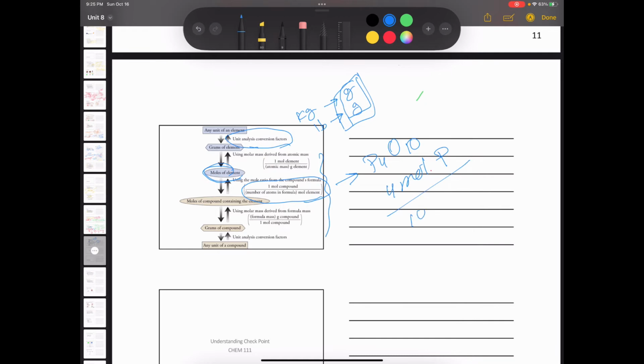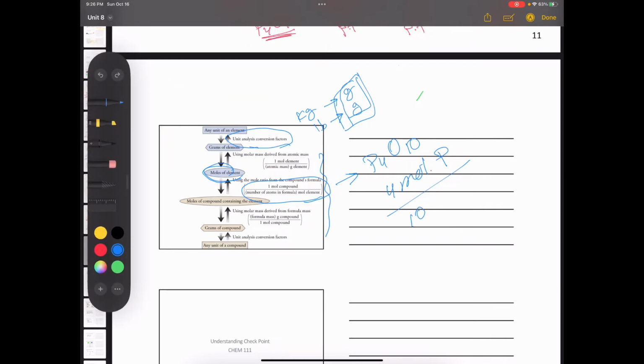mole phosphorus in every 1 mole, I'm sorry, the 4 mole phosphorus in 1 mole of phosphorus oxide. Forgetting my mole here. 1 mole.